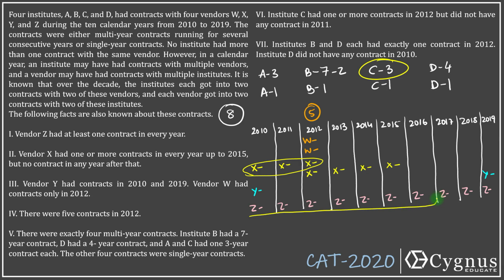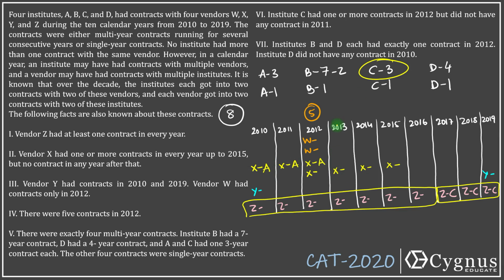7-year contract and 3-year contract. Also, this 3-year contract must be the contract with C, because had this 3-year contract been a contract with C, this point would become false. So C, C, C. The other 3-year contract was with A, which means that this 3-year contract that X had must have been with Institute A.